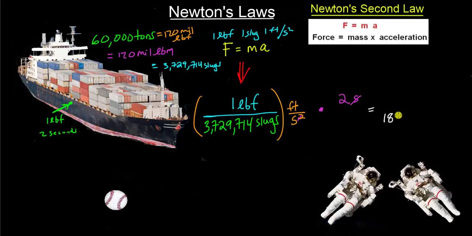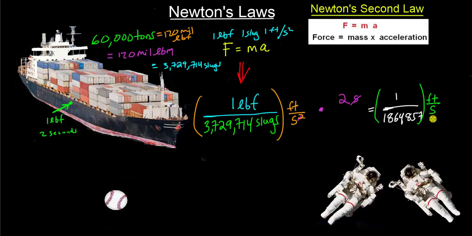We get 1 over 1,851,865. There is the ship's new speed in feet per second. But what is it? It's 1 over 1 million feet per second. You can't visualize that, so let's convert this speed to feet per year.